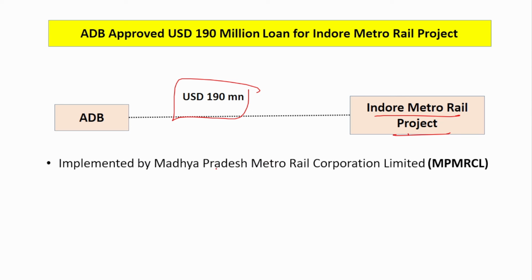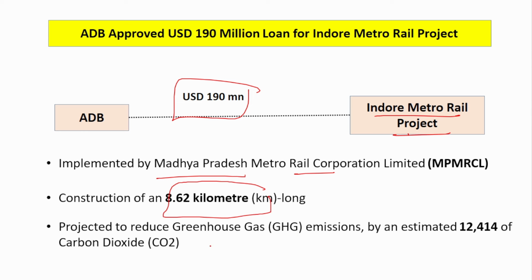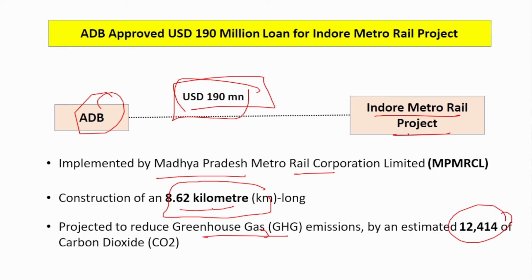This project is implemented by the Madhya Pradesh Metro Rail Corporation Limited, and it is planning to construct around 8.62 kilometers of metro rail. This is projected to reduce greenhouse gas emissions by an estimated 12,400 tonnes of carbon dioxide. The main thing you have to remember here is the Indore Metro Rail Project, the amount involved is 190 million USD, and construction of an 8.62 kilometer metro line.